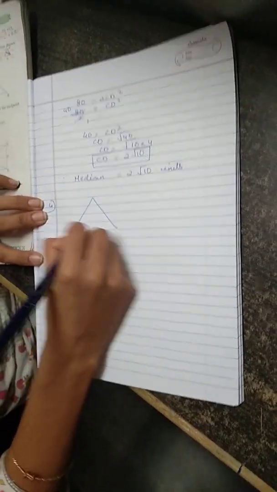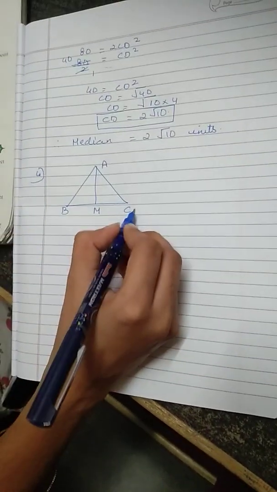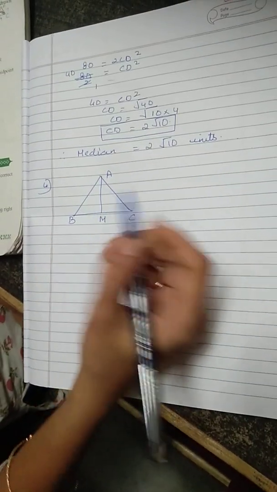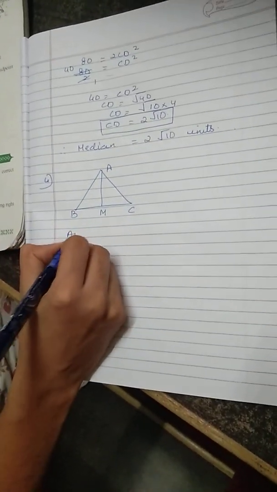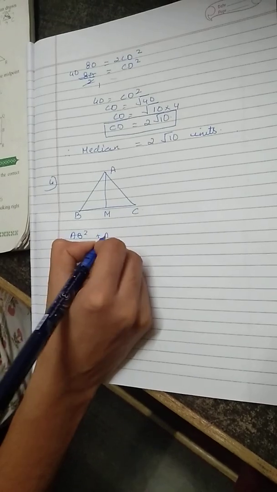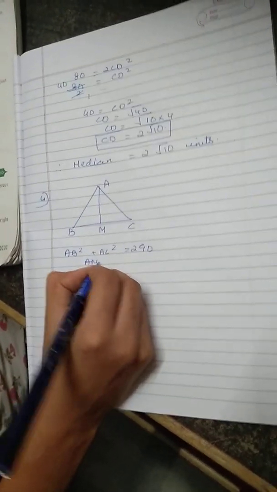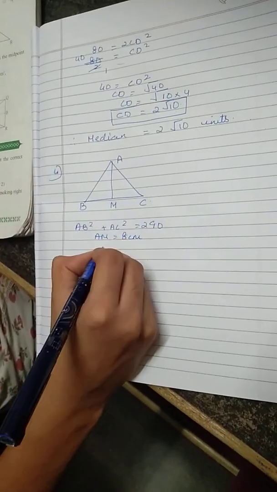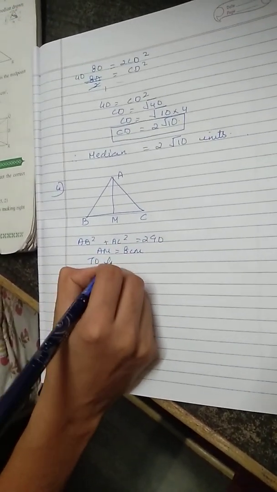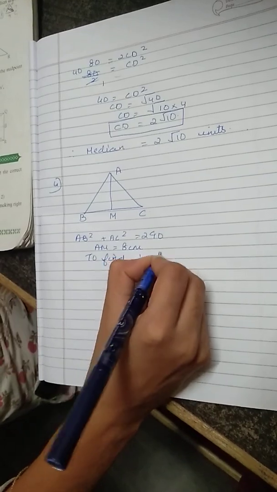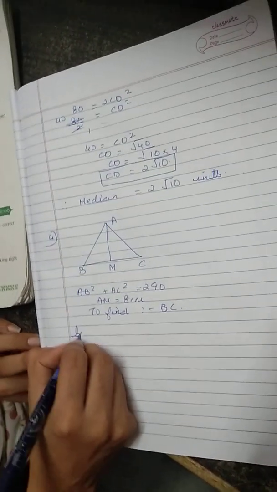In triangle ABC, M is the midpoint of side BC. If M is the midpoint, then AM is the median. Given AB square plus AC square is equal to 290. AM is equal to 8 centimeter. Find BC. Solution.